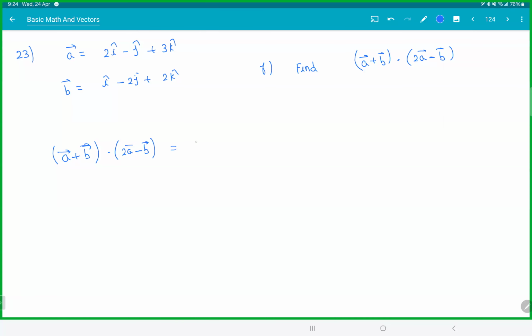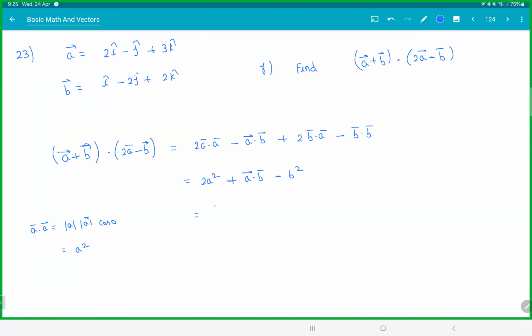So directly multiply. That will become 2A bar dot A bar minus A bar dot B bar, then plus 2B bar dot A bar and minus B bar dot B bar. A bar dot A bar is nothing but a square, because a bar is mod a and both the vectors are the same, so the angle is zero. This is a dot b and that is 2 times b dot a, so a dot b, and this is minus b square magnitude.